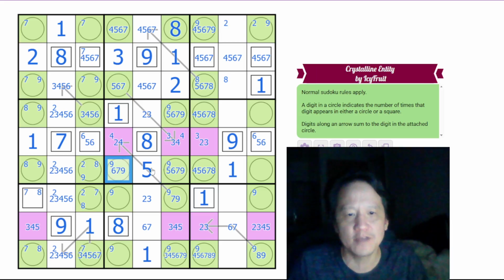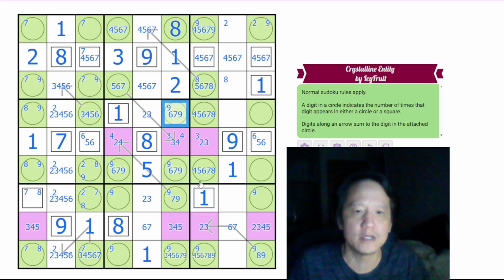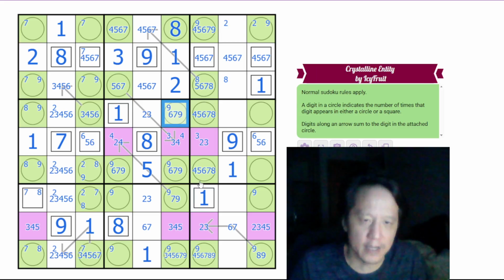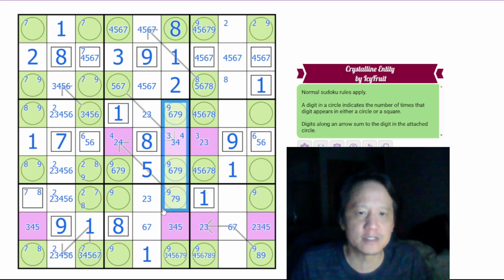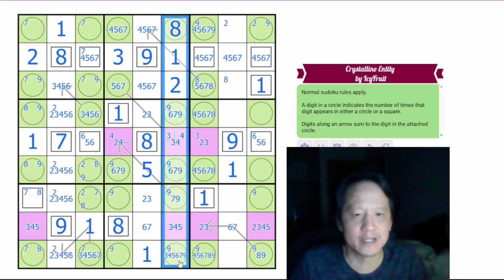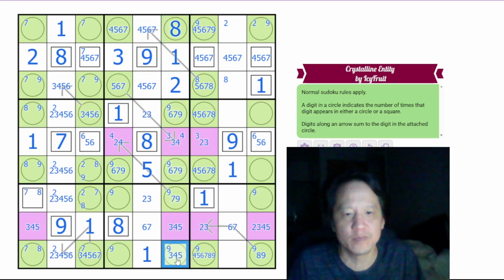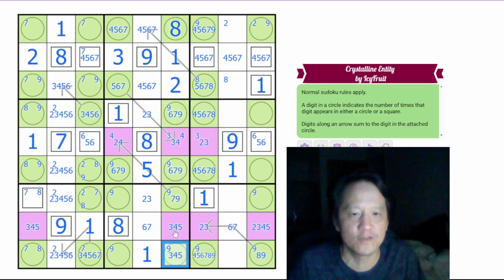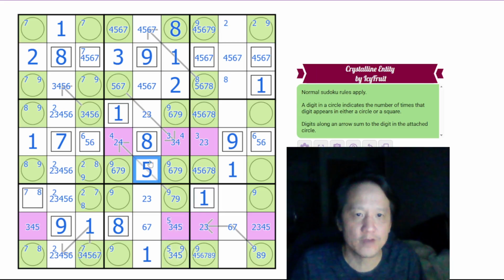So 5 cannot be here, cannot be here, cannot be here. That's interesting. We have a 6, 7, 9 triplet in column 6, which eliminates 6, 7, and 9 in the rest of the column. This can't be 6, 7, or 9. This is 3, 4, 5. That means 5 has to be one of these two. 5 is here, so 5 cannot be here. So this can't be 6 here.